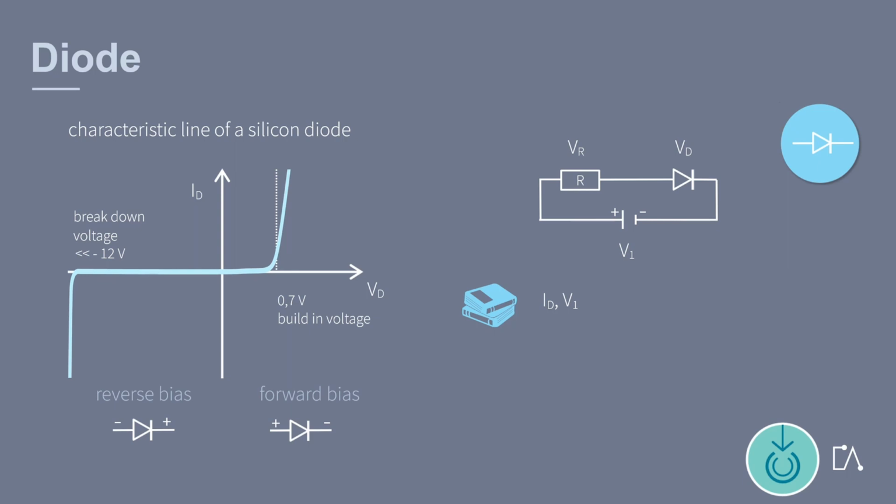Let's assume we know how much current can flow through the diode safely, and we know how much voltage the voltage source supplies. Which resistance do we need? Calculate it for yourself and then look at the solution.